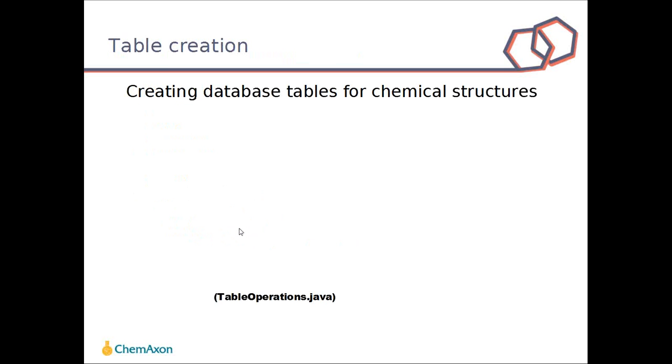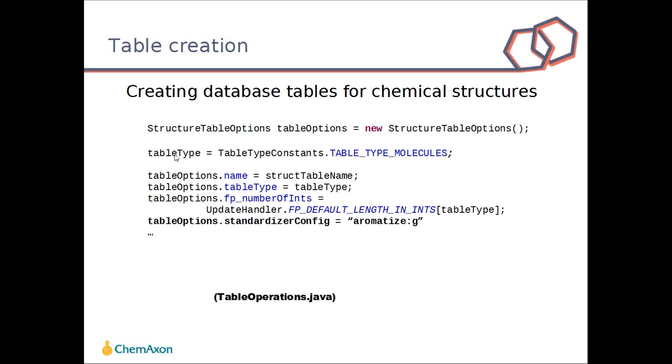Okay, now we know what kind of table types we have. We would like to make them. For making tables, the most important class is the structure table options, which contains, as the name implies, options for table creation. As told earlier, we have different table types. So in the structure table options, you have to specify the table type, which is this table type field.